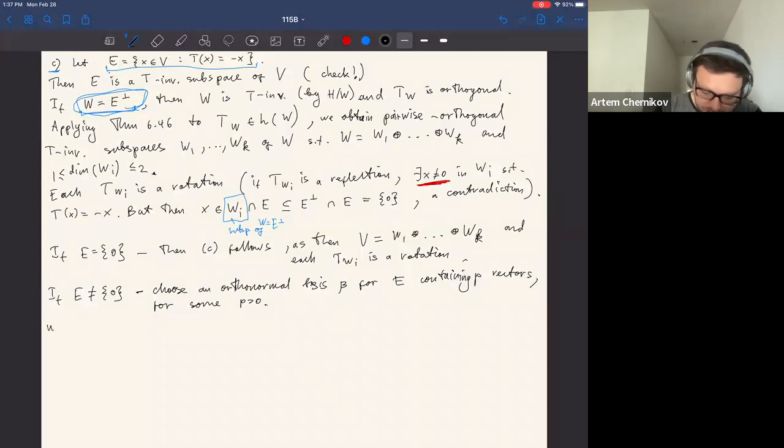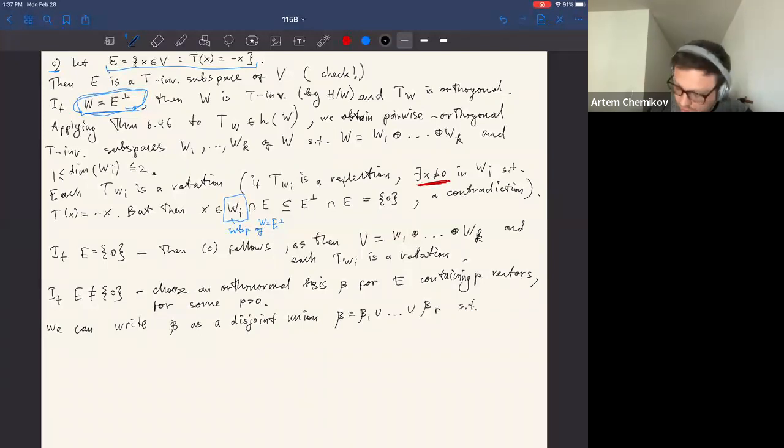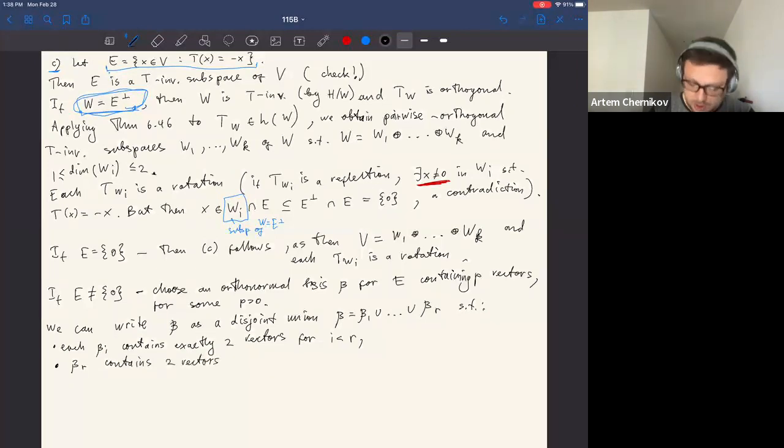Okay. Now we can write beta, this basis, as a disjoint union beta equal to beta 1 union beta 2, etc., union beta R, such that we have the following. Each beta I contains exactly 2 vectors for I less than R. And the second point, the last set in this union, beta R, contains 2 vectors if P is even, and it contains 1 vector if P is odd.